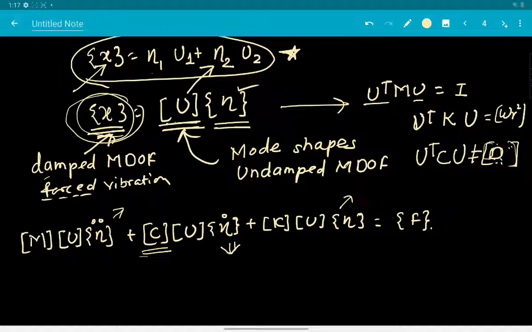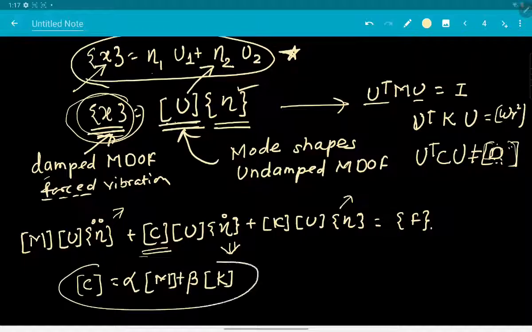Okay, so what is that way? That is called Rayleigh damping or proportional damping, in which what you do is you approximate this C as a linear combination of the mass matrix and stiffness matrix. So you write this as alpha times M plus beta times K. Okay, so this is what you are saying.